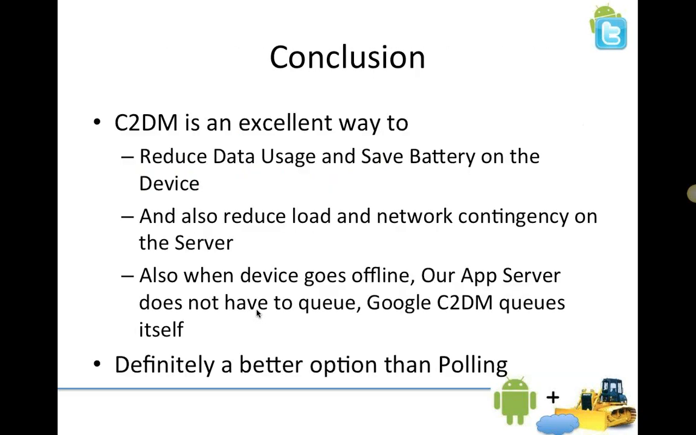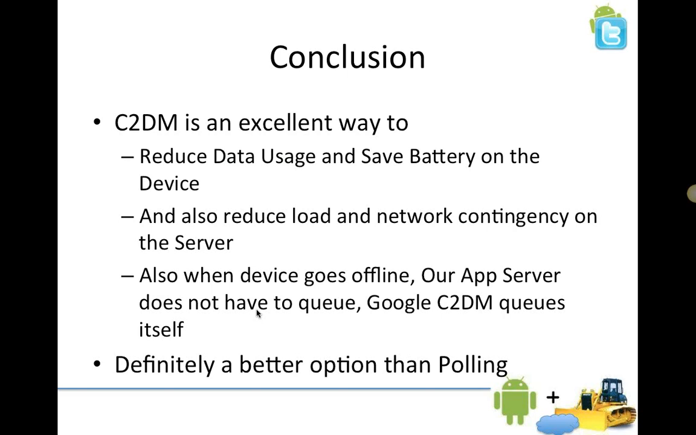So as a conclusion, I'll read out some things for C2DM, and then we can have a Q&A round, and you can ask me questions. So the first thing about C2DM is it's an excellent way to reduce the data usage and save battery on a device. So it definitely helps the application be more efficient, but it also reduces the load on the server. So what happened in our company is we were working on a SaaS-based application where we used to pull, and we were doing some kind of a hanging get to simulate a push. But that didn't work out very well for us. And the load from the device and the load from the server was still kind of there.